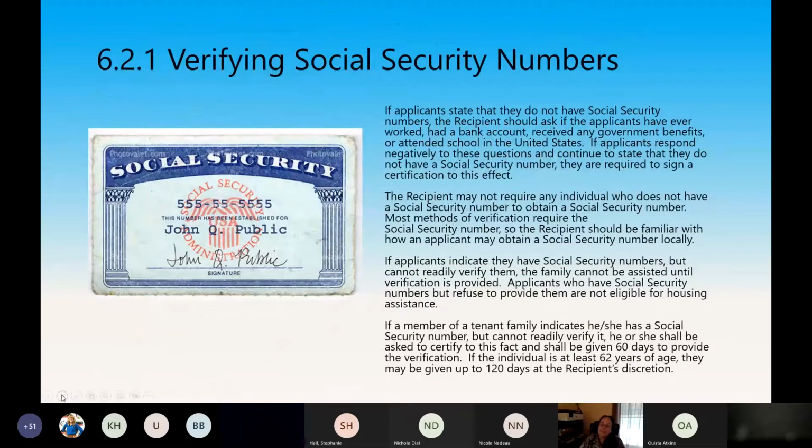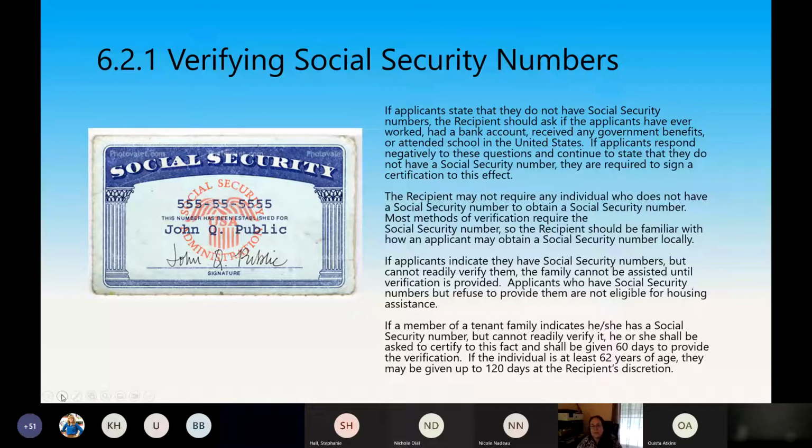If applicants state they don't have a social security number, you should ask if they have ever worked, had a bank account, received any governmental benefit, or attended school in the United States. If they respond negatively to those questions and continue to state that they do not have a social security number, you should have them sign a certification to that effect. You may not require an individual who does not have a social security number to obtain one.